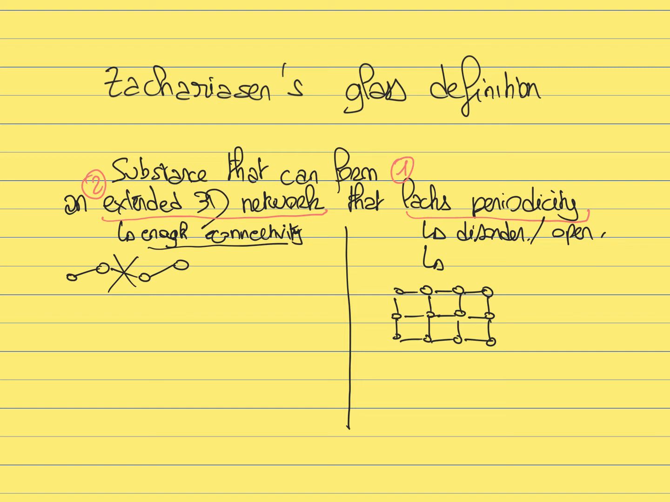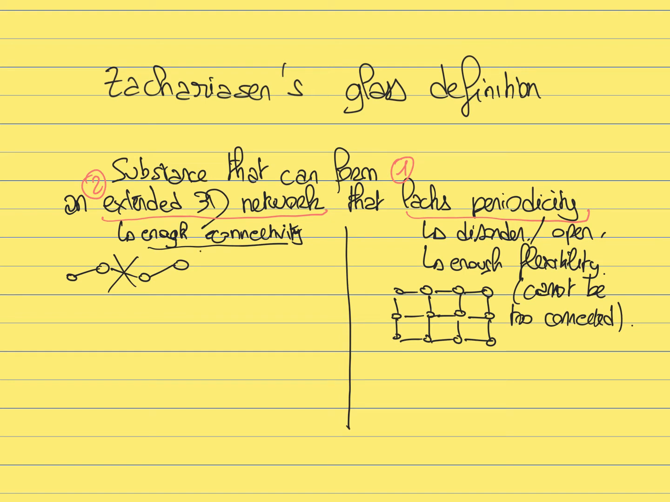a 3D network. The Zachariasen rules also tell you that it cannot be too connected. So there needs to be enough flexibility in the structure. It cannot be too connected. So the Zachariasen rules is really a matter of balance. The structure cannot be too poorly connected, but it cannot be too connected either. So one way to summarize this is that the structure needs to be able to form a 3D network. It means that it needs to be connected enough.